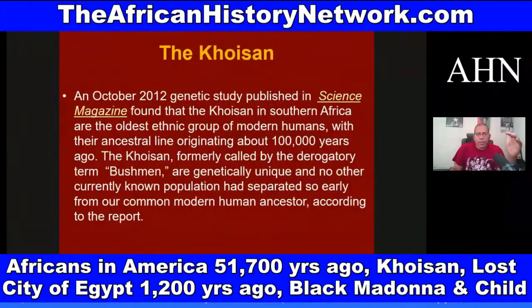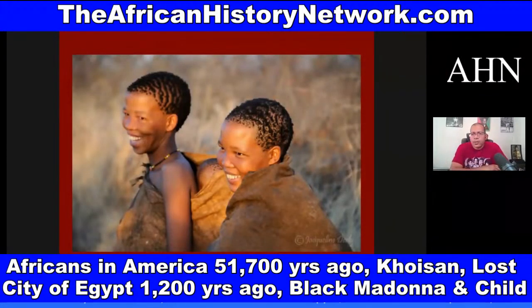And they're talking about the Khoisan. So the Khoisan have the oldest DNA on the planet, as I stated. An October 2012 genetic study published in Science magazine found that the Khoisan in Southern Africa, including South Africa, are the oldest ethnic group of modern humans, with their ancestral line originating about 100,000 years ago. The Khoisan, formerly called by the derogatory term Bushmen, are genetically unique, and no other currently known population had separated so early from our common modern human ancestor, according to the report. So here's a picture of two Khoisan women.